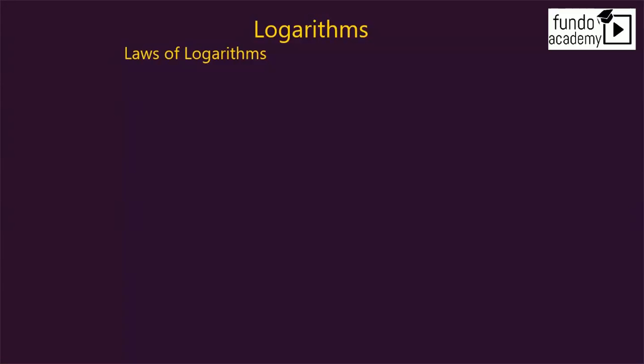At this stage now we want to look at what we call the laws of logarithms. So let's start with the first one. Now these are in no particular order. The first law says the logarithm of the product a times b is equal to the logarithm of a plus the logarithm of b. So that's our first law.